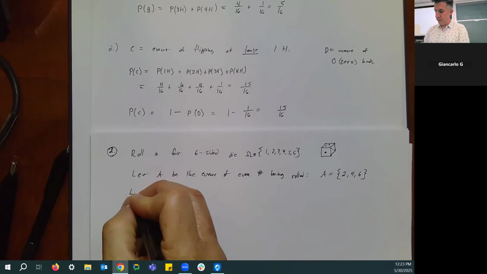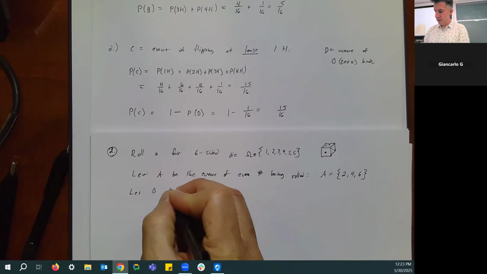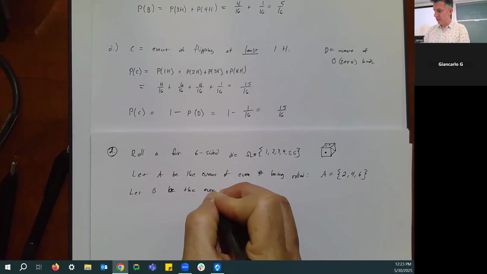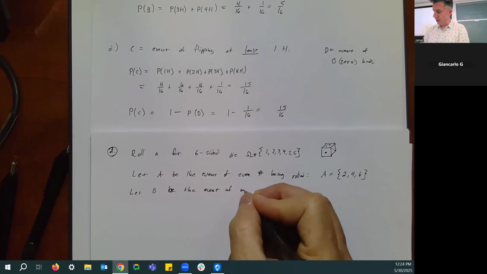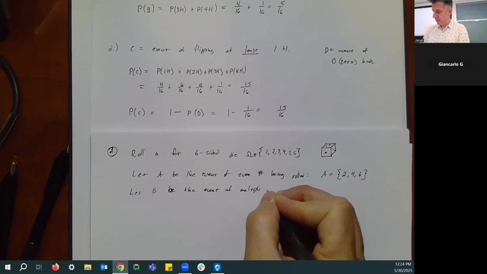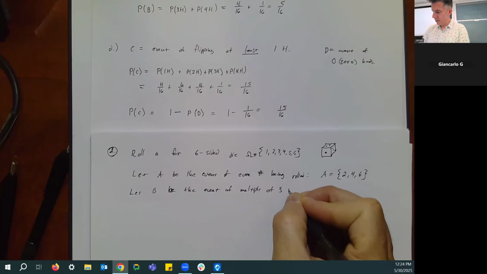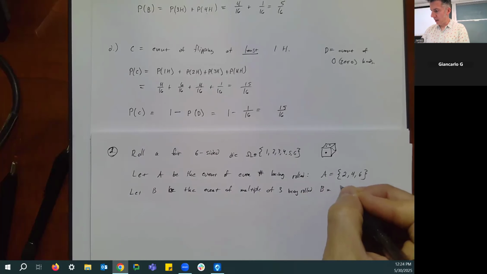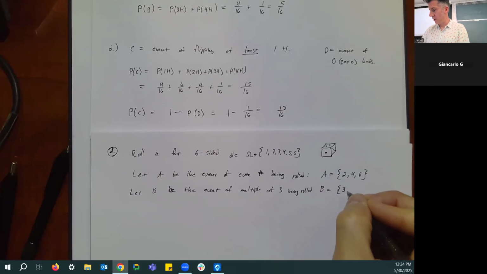And then we're going to say that B, let B be the event, that sounds terrible, of a multiple of 3 being rolled. So B is the set consisting of the outcomes 3 and 6.